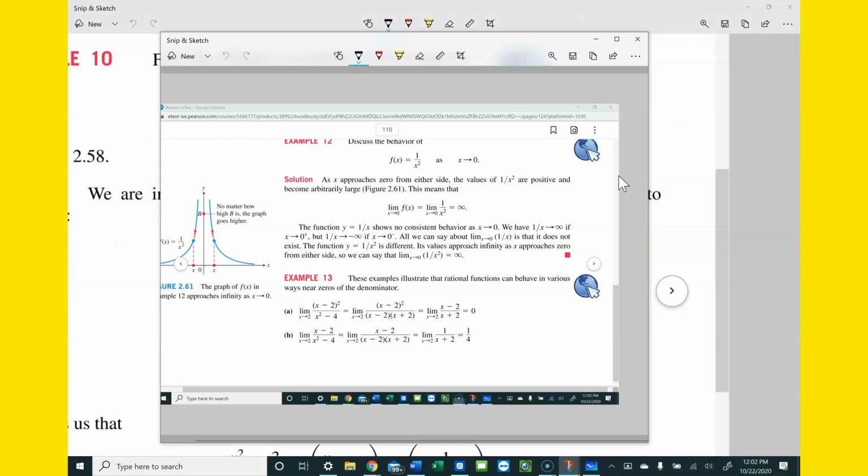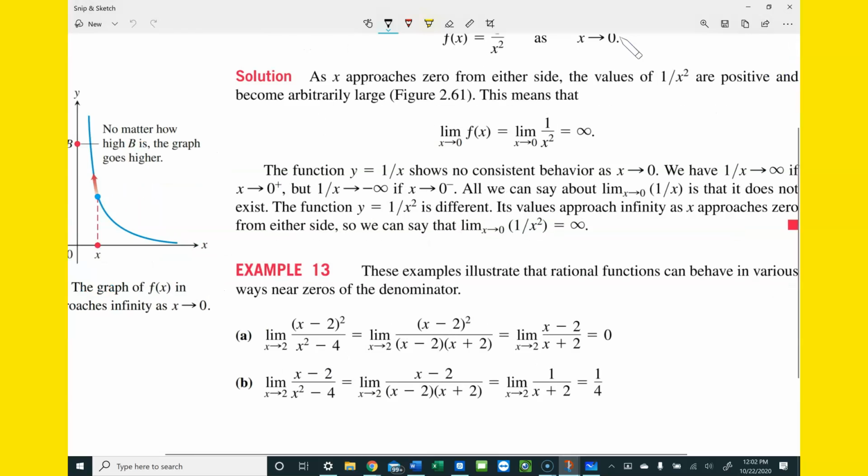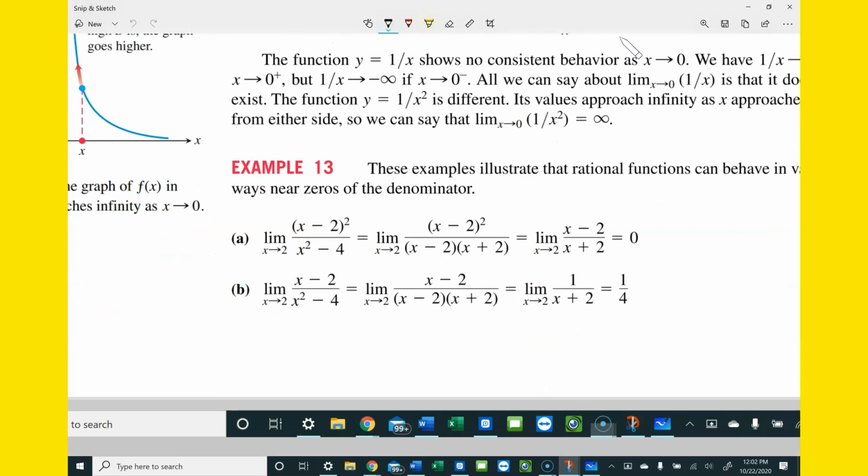All right, let's look at example 13. Here, if we can simplify the function and find a function that is equivalent to this, then we can do the limit more easily, and we can because this bottom will factor. It factors as x minus 2 and x plus 2. So this x minus 2 will cancel with one of the x minus 2's up here, and we just end up with x minus 2 over x plus 2. Now we plug in 2, and we just get 2 minus 2 over 2 plus 2, which is 0 over 4, which is 0.